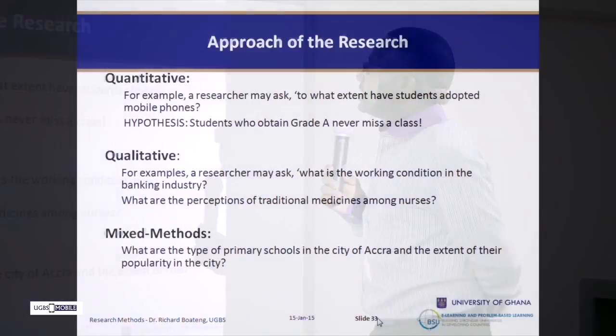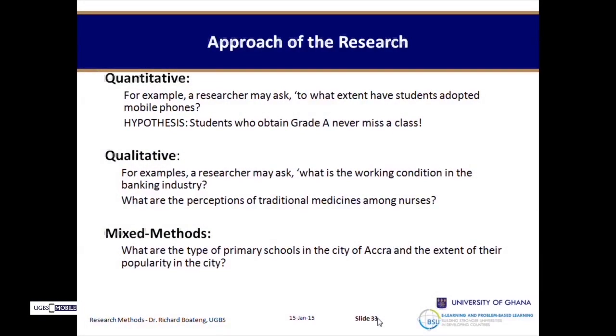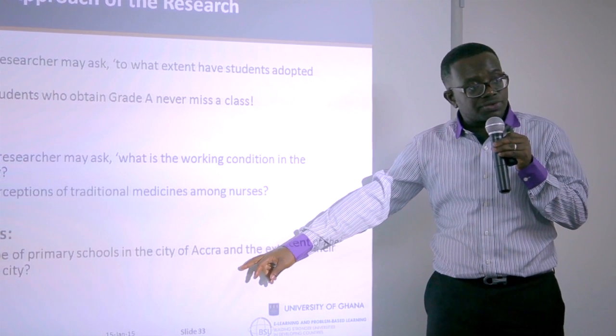Okay. So quantitative study can look like this. To what extent have students adopted mobile phones? Or have a hypothesis like students who obtain grade A never miss a class. So you want to prove whether that hypothesis is true or not. Qualitative research may ask, what is the working condition in the banking industry? What are the perceptions of traditional medicines among what? Nurses. That could be a qualitative question that is being asked. Or a mixed method study could ask, what are the types of primary schools in the city of Accra and the extent of their popularity? So it means that the first part, you could do a qualitative study to understand the different types of primary schools in Accra.